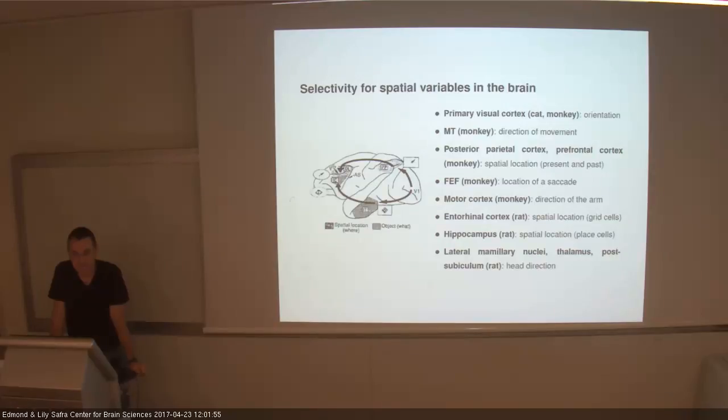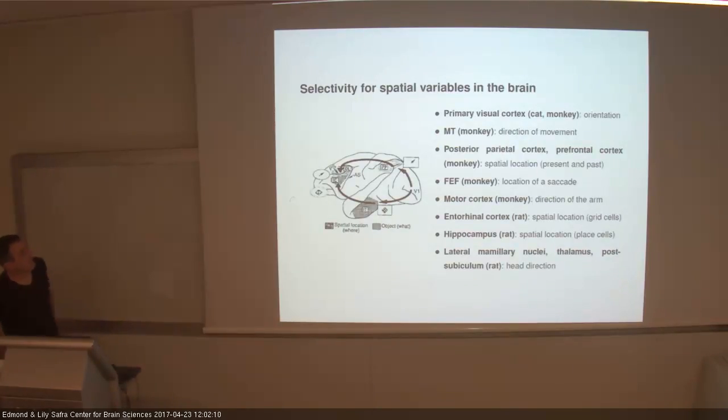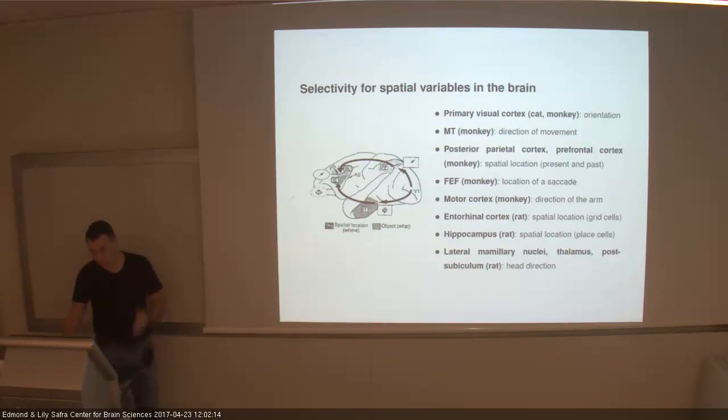Okay, so we are talking about representation of variables in the brain. In many brain regions we find neurons that are selective for spatial variables. There are many examples. We saw some in the first class.